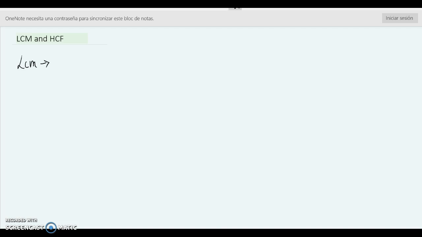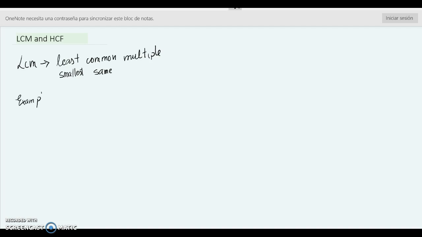LCM means least common multiple. The word least means smallest. Common is like in Spanish, but we can say something that is the same. Is the same for, in this case, some numbers. A multiple, we explained this word the other day. So let's see an example.